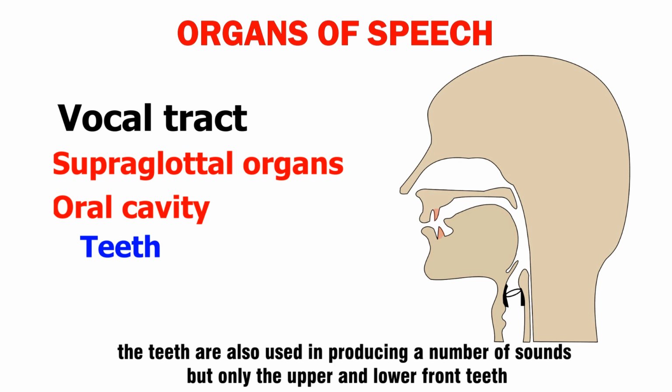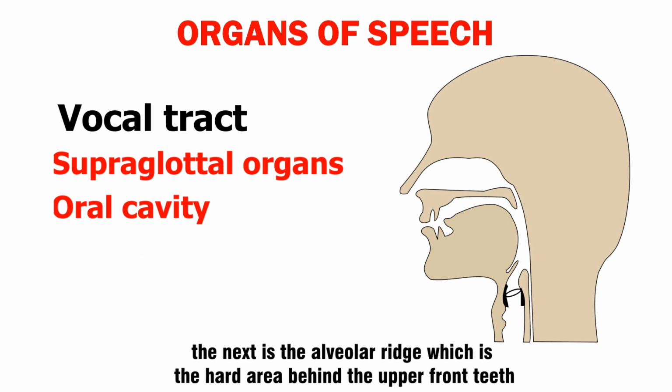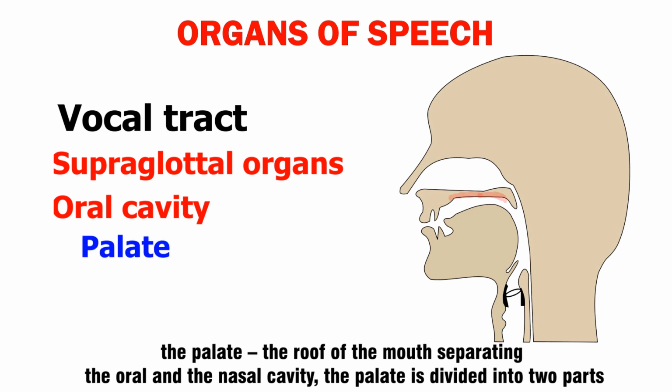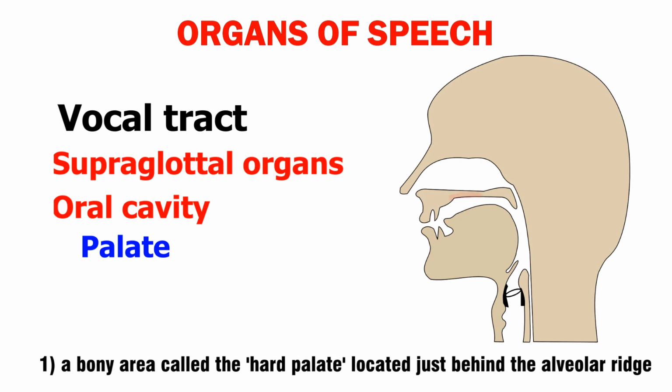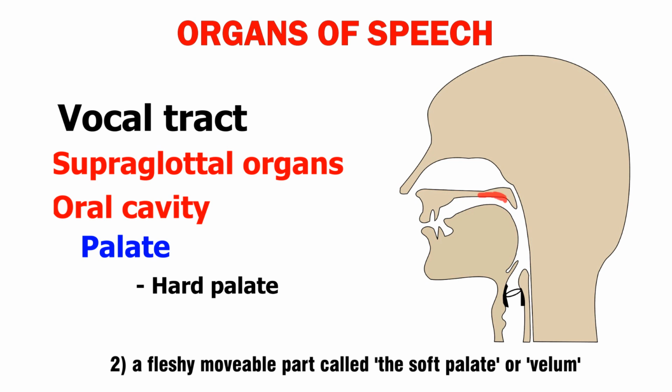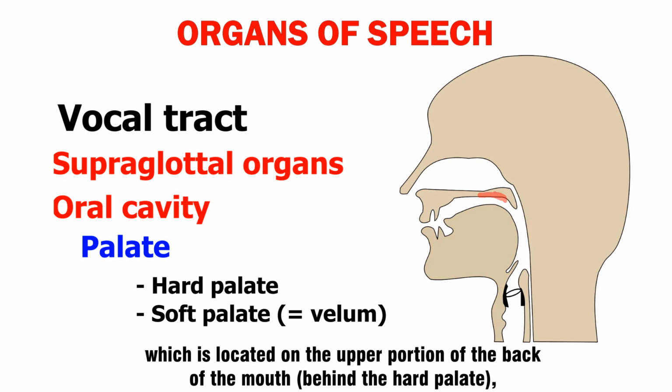The teeth are also used in producing a number of sounds, but only the upper and lower front teeth. And the next is the alveolar ridge, which is the hard area behind the upper front teeth. Then we have the palate, which is the roof of the mouth separating the oral and the nasal cavities. And the palate is divided into two parts. The first one is a bony area called the hard palate, which is located just behind the alveolar ridge. And second, a fleshy movable part called the soft palate or velum, which is located on the upper portion of the back of the mouth, behind the hard palate.